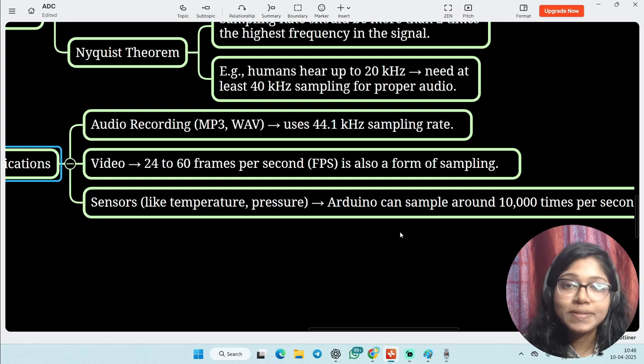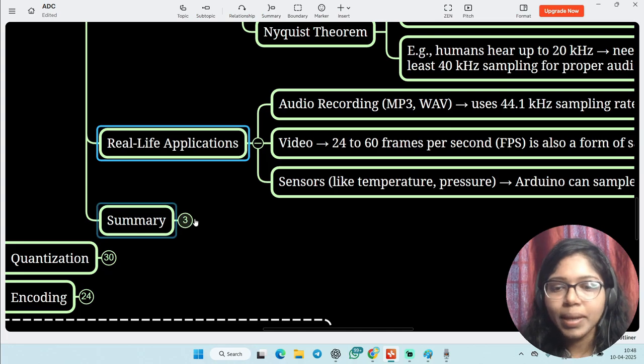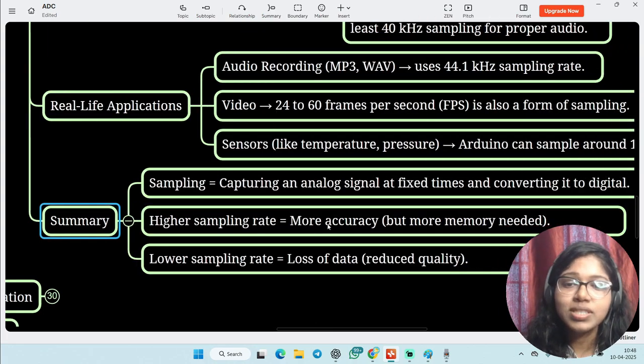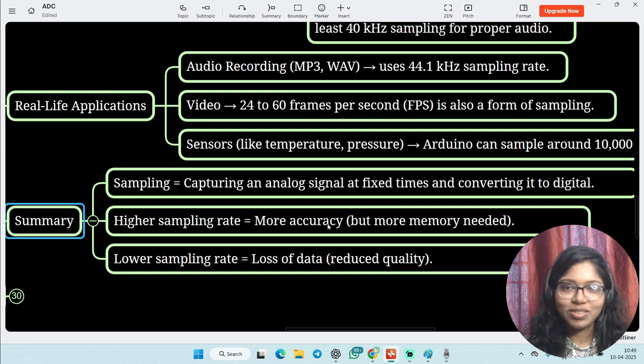I'm going to explain this clearly. What is sampling data? The Arduino can sample around 10,000 per second. So for every second, you can acquire 10,000 sample data. What is the summary of this? Sampling, in a sense, is just capturing the analog signal. So simply assume it.